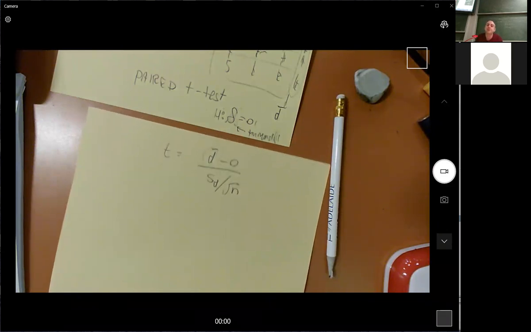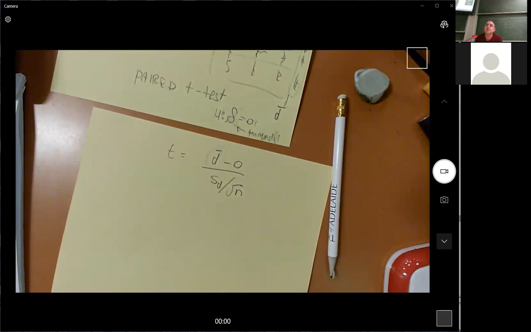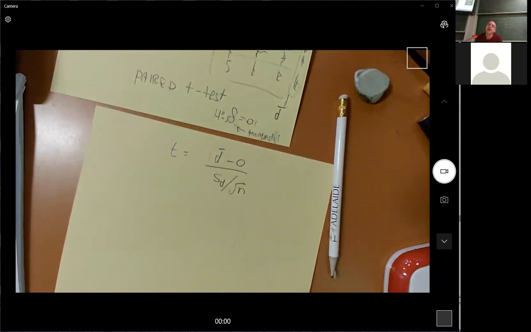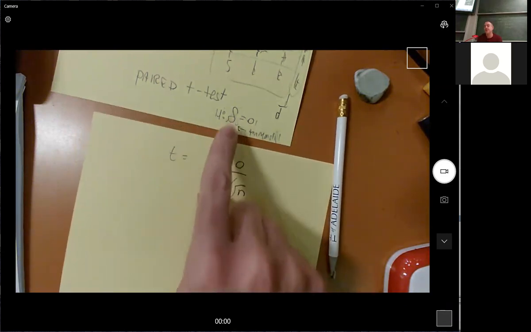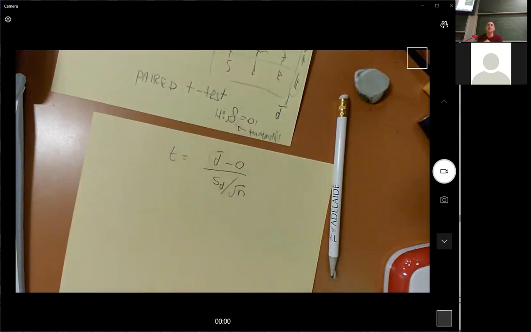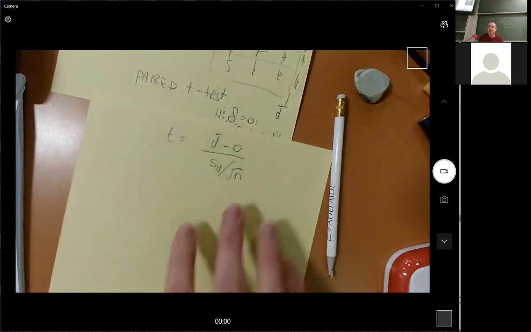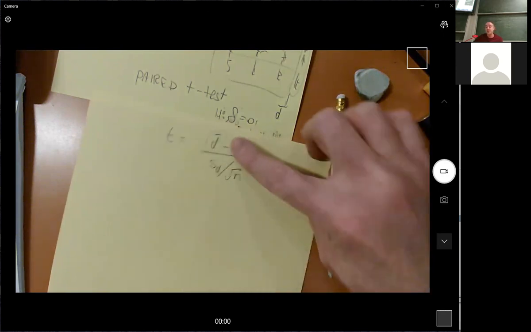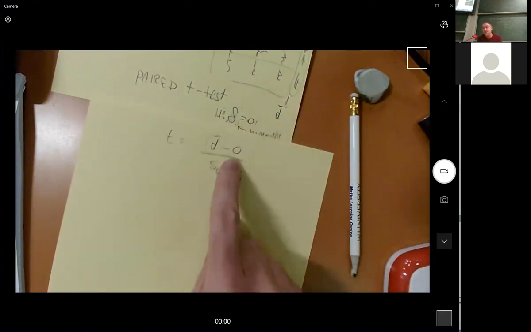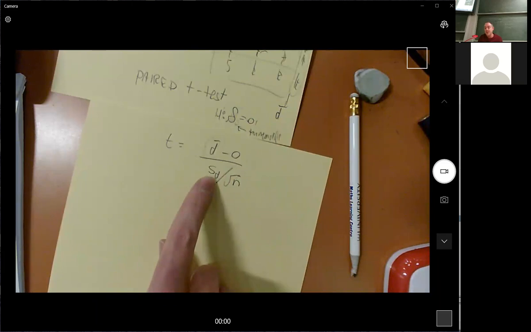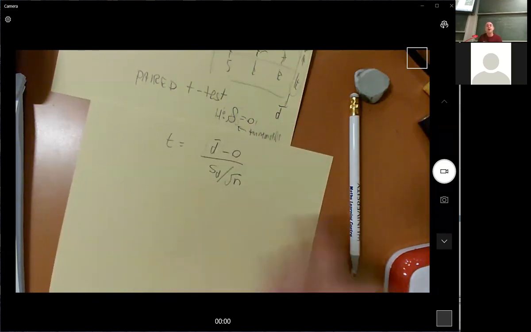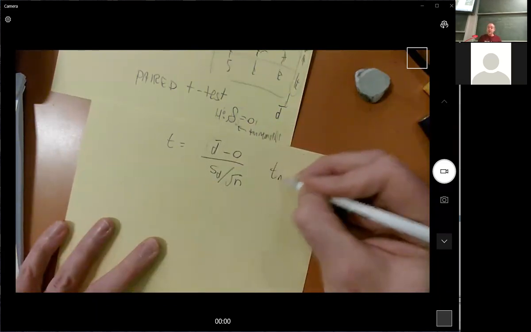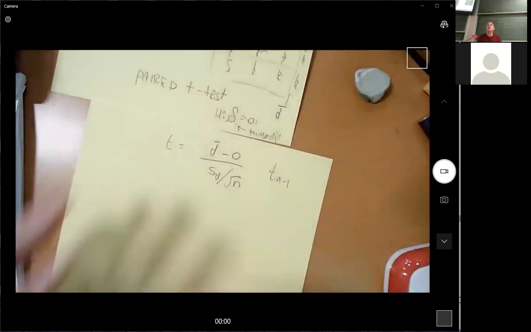Yeah, the delta goes with D bar in the same way that mu goes with X bar, because it doesn't really match linguistically, but there you go. This is the calculation. You don't technically have to include the 0, but that's the number you're comparing it to. And this is the standard deviation of the differences here. This will come from a t-distribution with n-1 degrees of freedom, where n is the number of people involved.